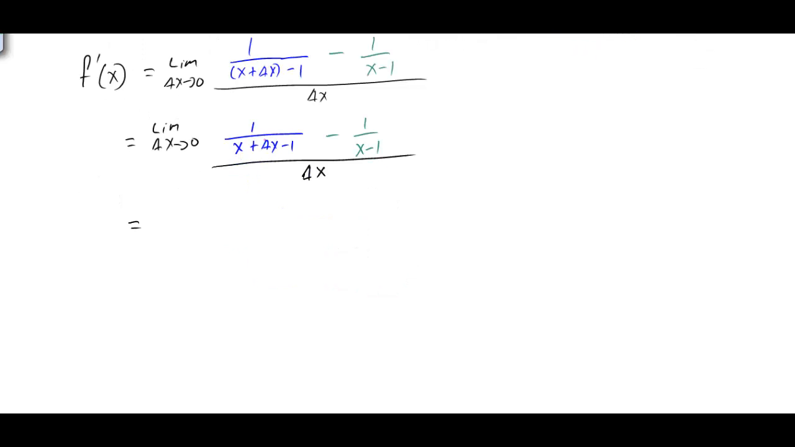You have two options. You can find a common denominator and combine the top two and then divide by your delta x. Or we could simply look at multiplying the numerator and denominator by this common denominator, which would be, in this case, x plus delta x minus 1 and x minus 1.